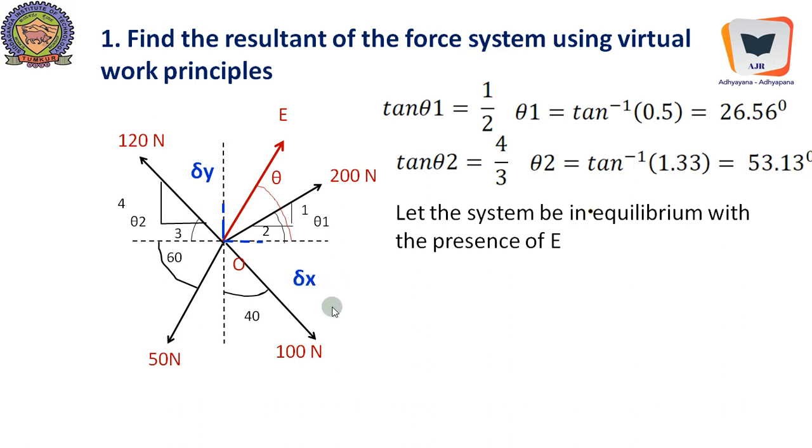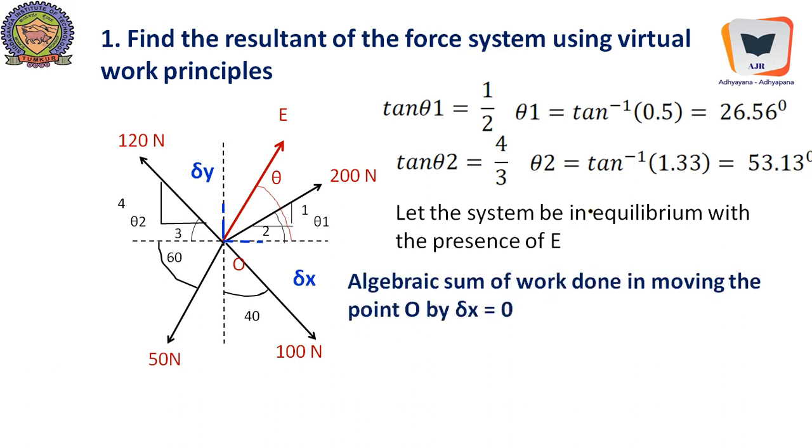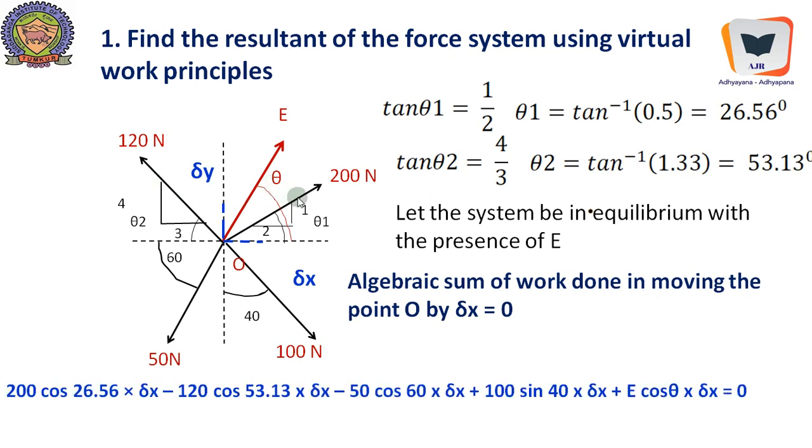positive displacement that we have given, assuming that the system is in equilibrium, and the sum of the works done should be equal to zero. Therefore, first of all we will move with horizontal components. Let the algebraic sum of work done in moving the point O by del x equal 0. We will resolve the forces: 200 cos 26.56, because the horizontal component of 200 Newton is to the right, which is positive, and del x is also positive.